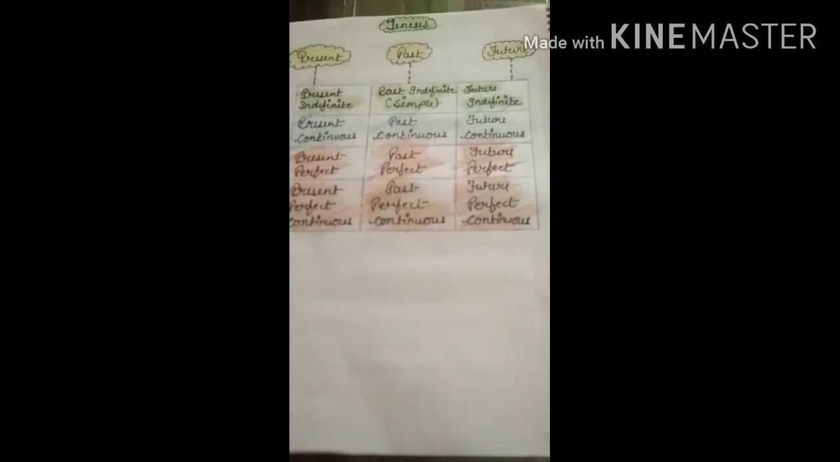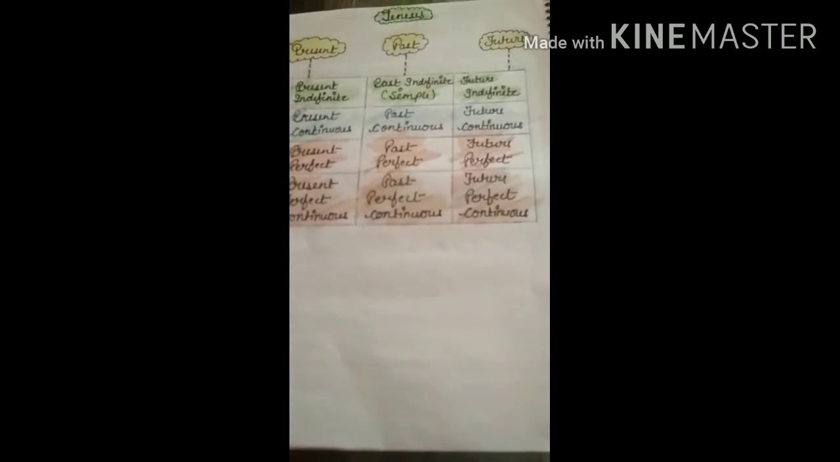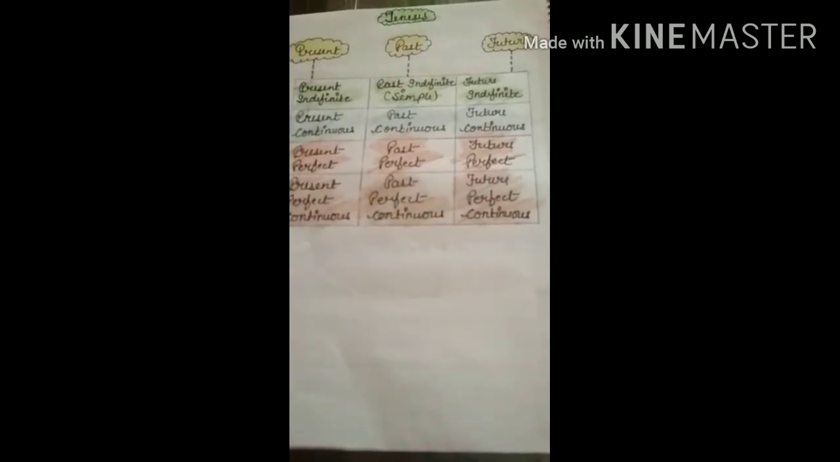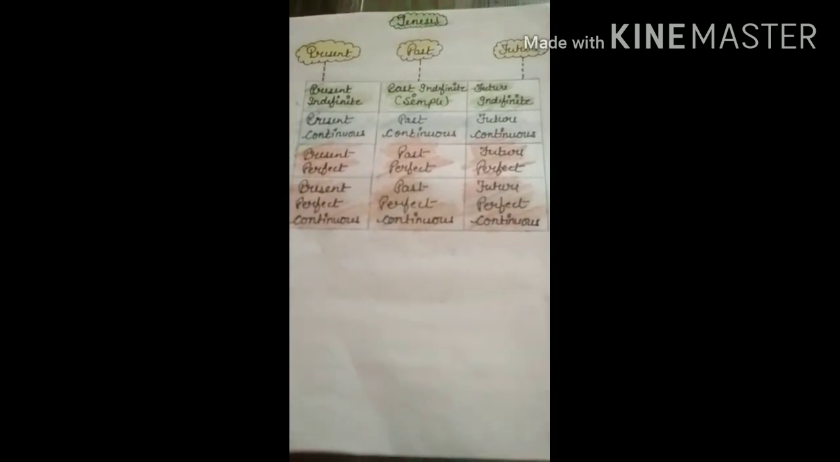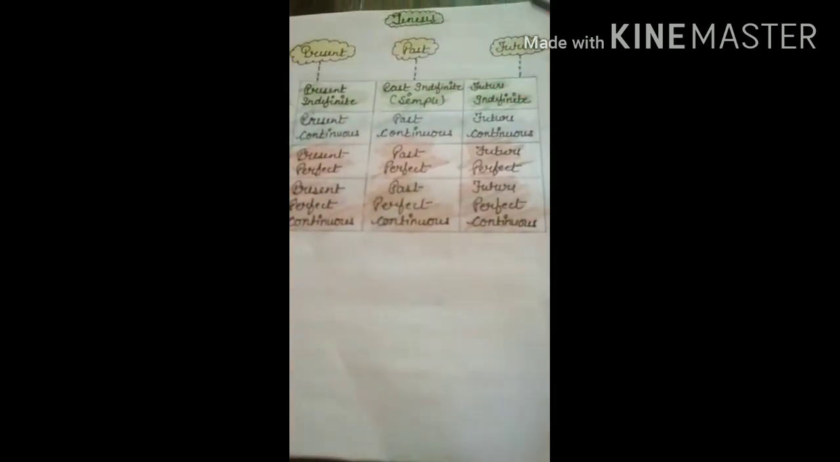Students, tense is a verb form that shows the time of an action. Basically, the tenses are divided into three parts: present, past and future.